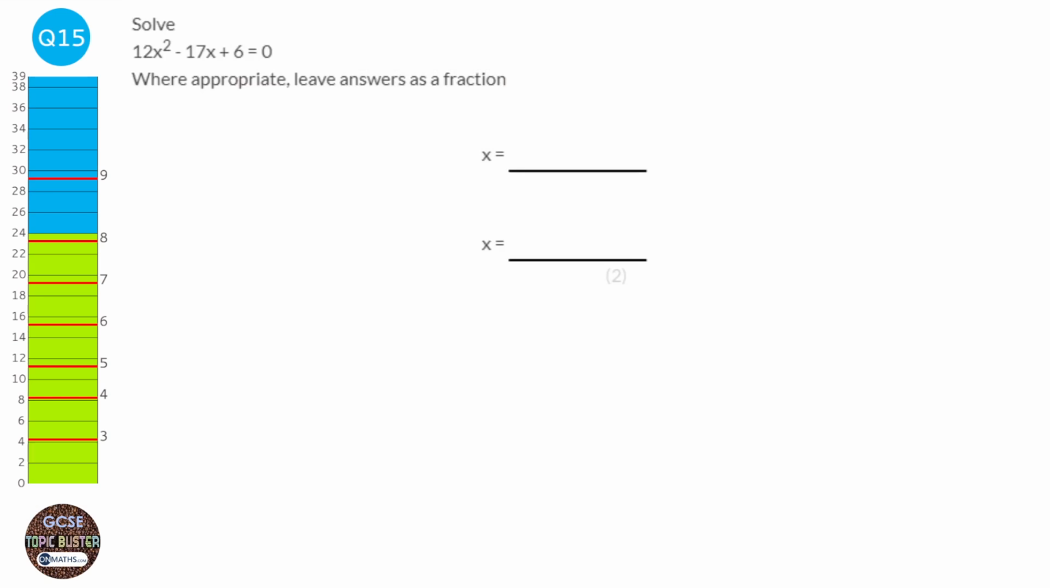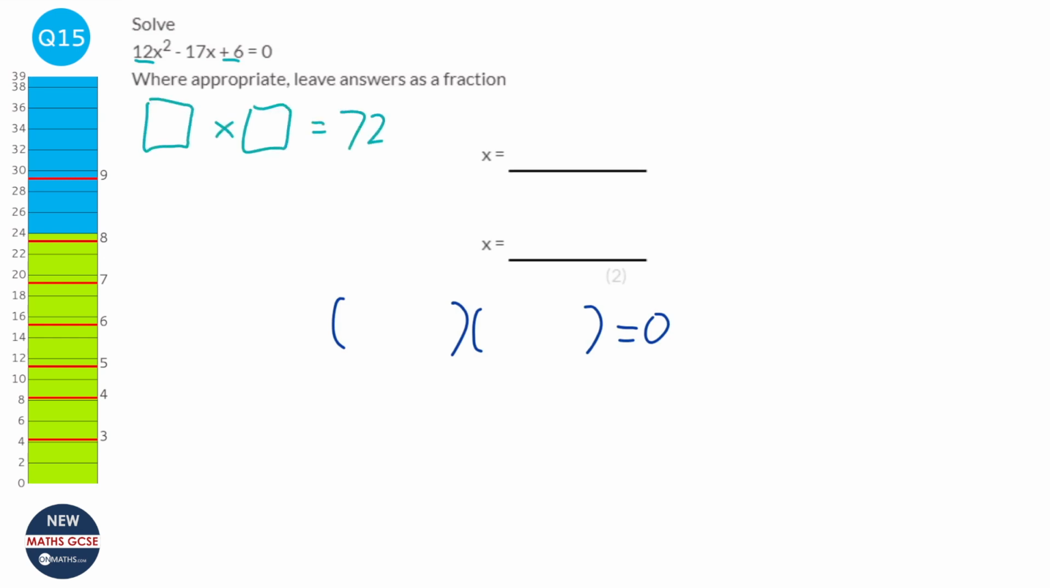So we're going to first of all factorise the quadratic, and we'll end up with 2 brackets equals 0. And to do that, what we want to do is multiply the coefficient of the x squared and the number on its own together. So we're going to do 12 times the 6, which is 72. So we need two numbers that multiply together to make 72. And we're also going to look at the coefficient of the x, minus 17. So we need two numbers that add together to make that minus 17. They need to be the same two numbers.